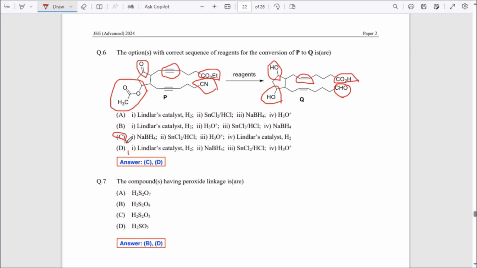Next, option D. Yes, even if you want to do Lindlar's catalyst reduction first, triple bond to double bond, you will get cis geometry, followed by sodium borohydride reduction, keto to alcohol, then ester to acid and nitrile to aldehyde. So stepwise you can do like this, C and D, or you can do D also. So option C as well as D both are correct options, students.